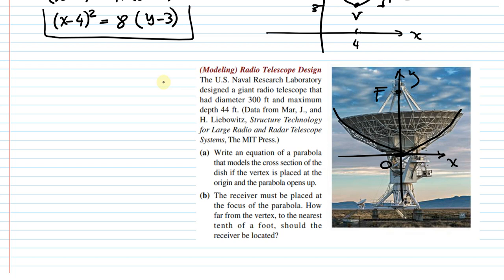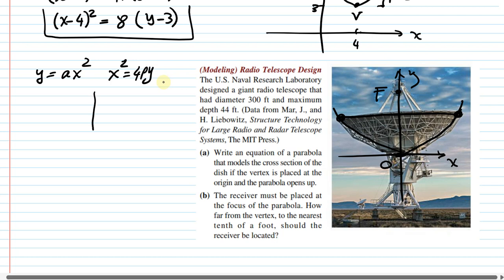Now, for this one, because it's a very basic parabola, y equals ax squared would do, right? That's in the polynomial form, and if a is 1 over 4p, we can say x squared equals 4py. So both of these could model the parabola. Now, the thing that we need is this. We are given the diameter is 300. Let me draw this thing over here.